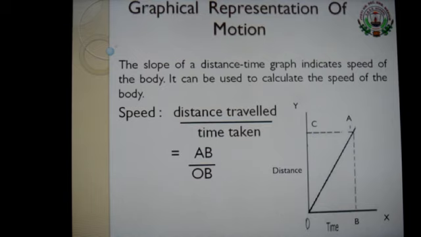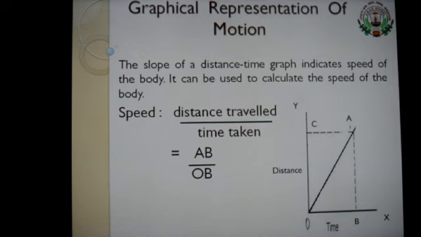To find the speed from the distance time graph of a body, we take any point A on the straight line graph and draw a perpendicular AB on the time axis. This is the time axis. It is clear that AB represents the distance travelled by the body in the time interval represented by OB.